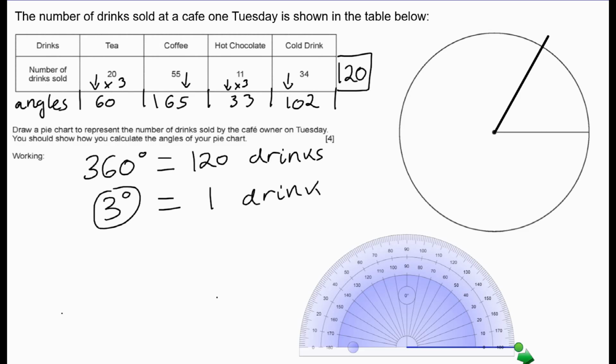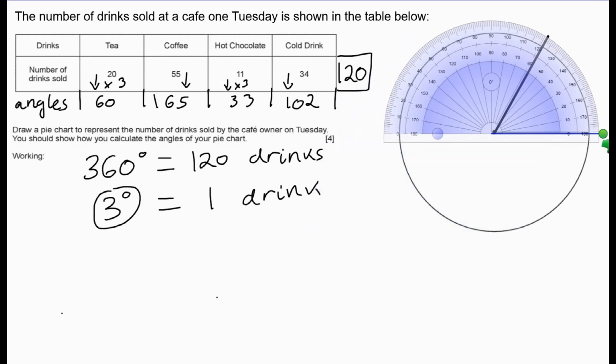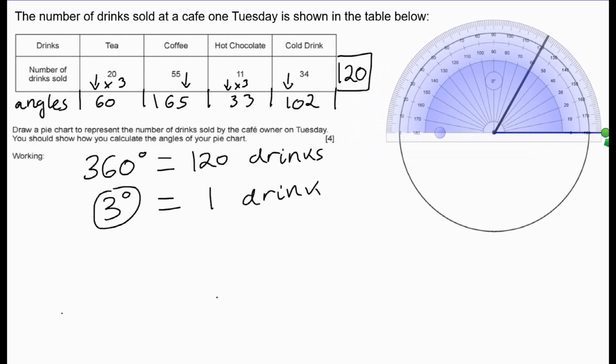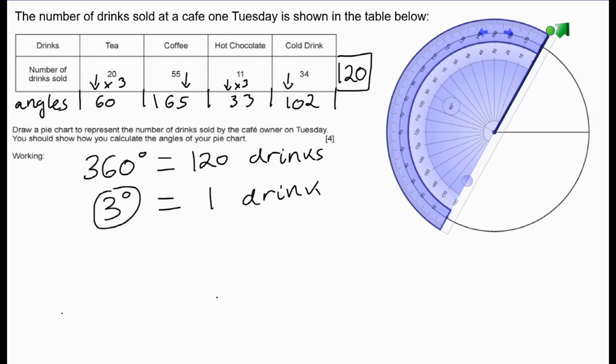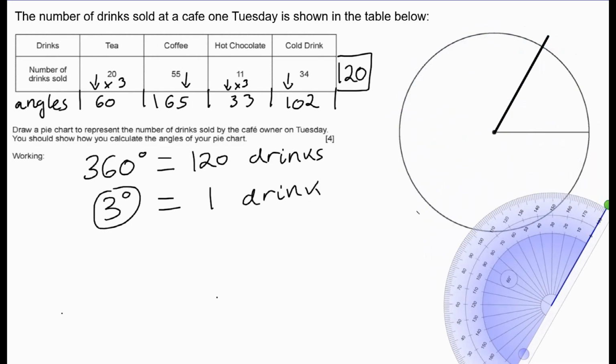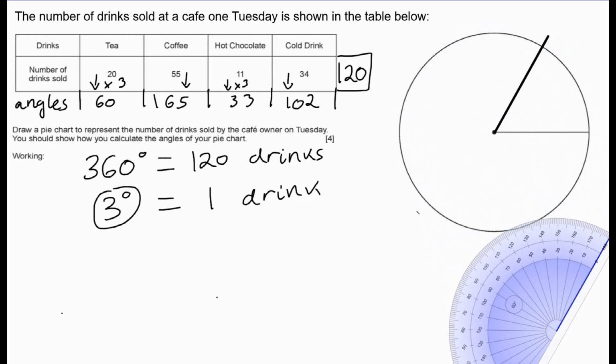I'm now going to do coffee, which is 165 degrees. So I'm going to move my protractor so that it's lined up with where the last angle finished, like that, and I'm going to draw 165 degrees. Now the 0 is on the inside, so I'm going to stay on the inside, and the 165 from there is going to be here. And I'm now going to draw that angle, again using a ruler.